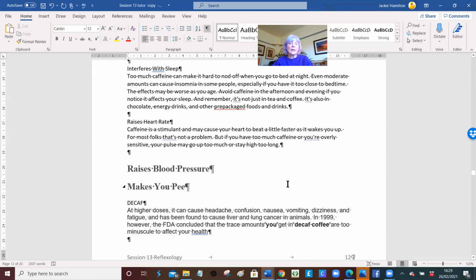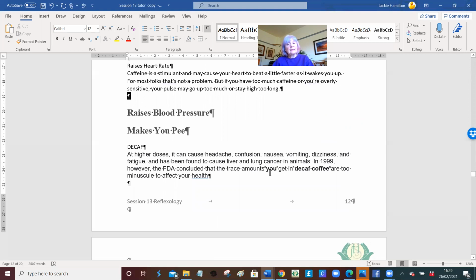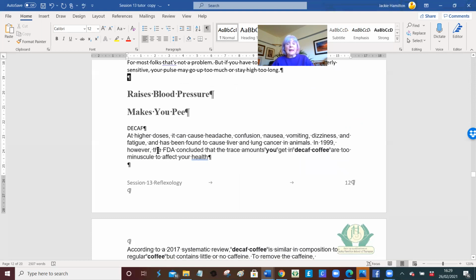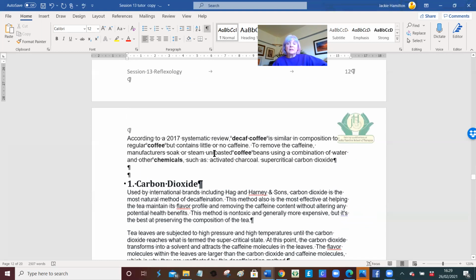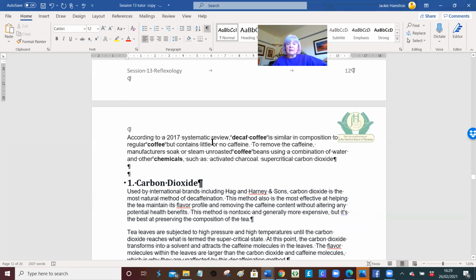It makes you pee. So have a look at what is the information out there on decaf, because it was thought that higher doses can cause headaches, confusion, nausea, vomiting, dizziness, fatigue. But what they found was that it was found to cause liver and lung cancer. But in 1999, the FDA concluded that the trace elements are too minuscule to affect your health. And then there was 2017, a review on decaf, and it's a similar composition to regular coffee.